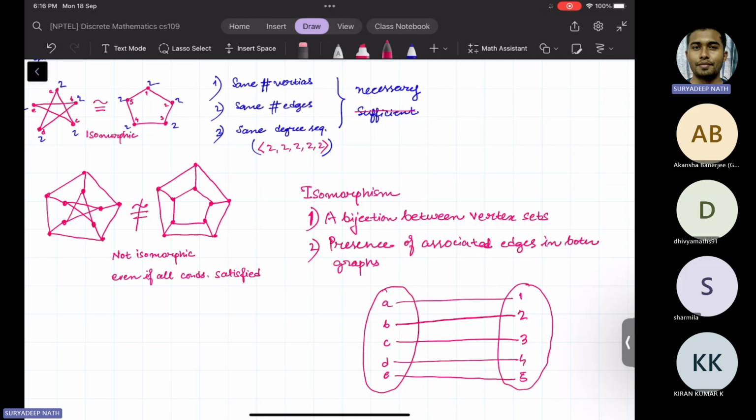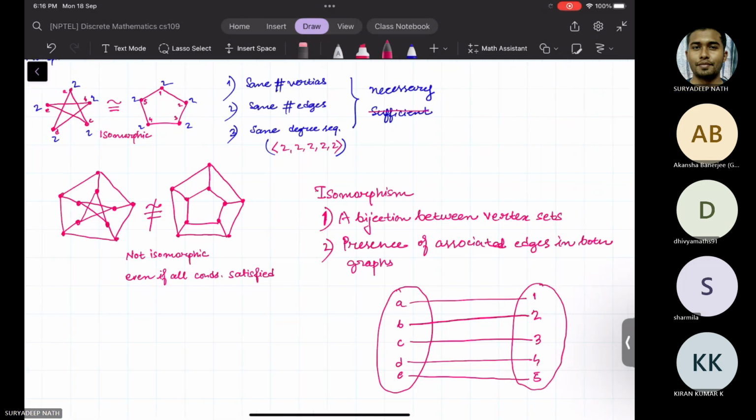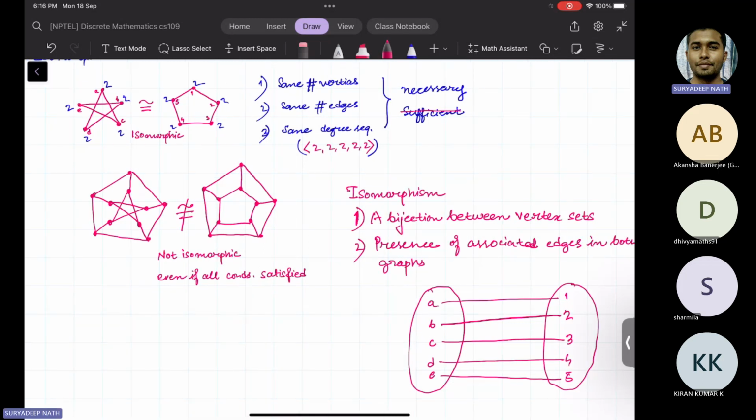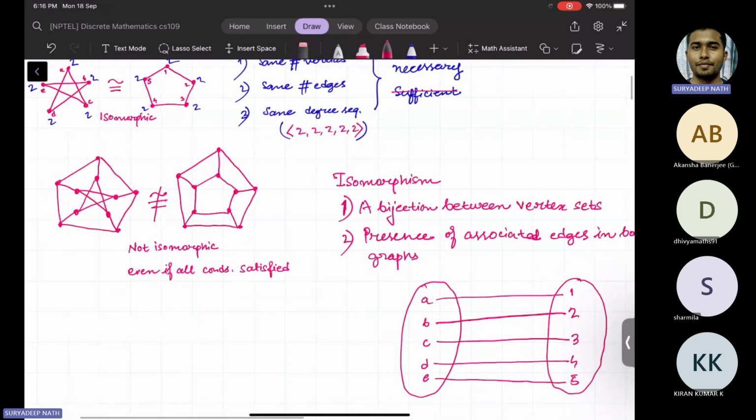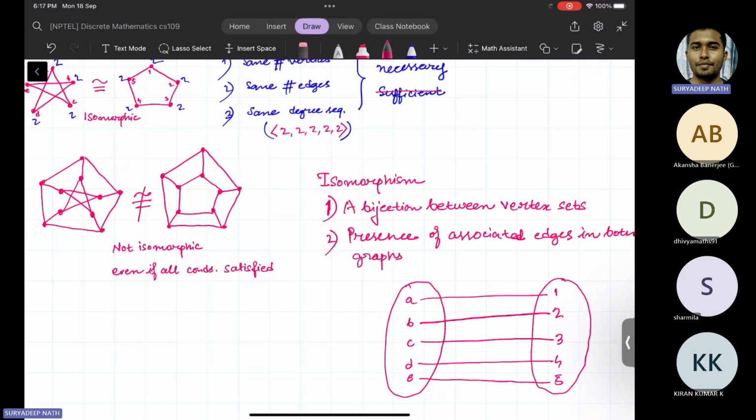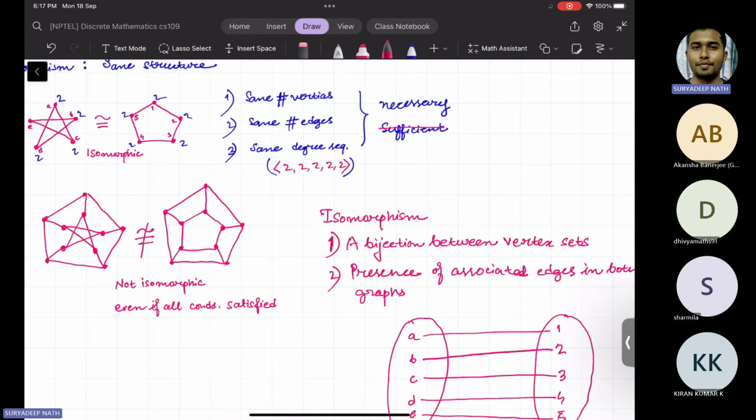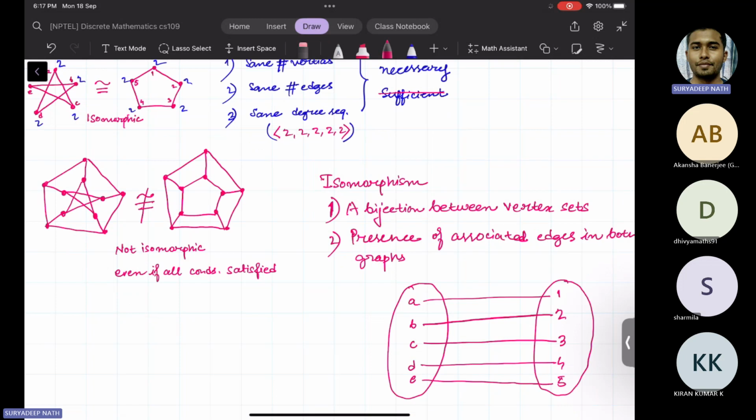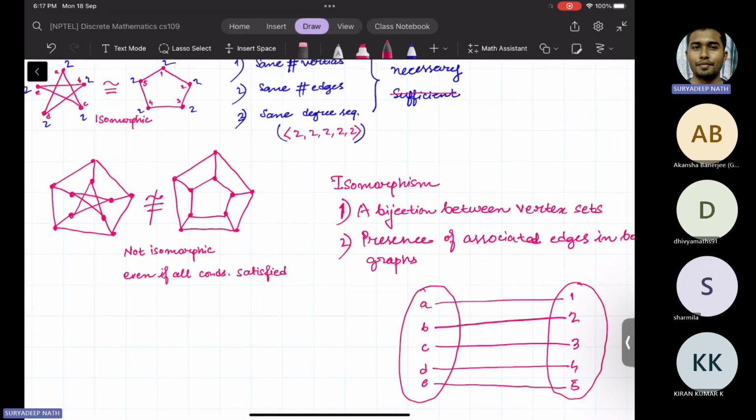So in the left set, okay, this bijection that I have drawn is not correct. This is one bijection, but it does not satisfy the second condition, presence of associated edges in both the graphs. In the left graph, the star graph, A is connected to D and C. So that should mean that 1 should be connected to 3 and 4, but 1 is connected to 5 and 2. So the corresponding associated edges, since A is connected to D and C, 1 should also be connected to 3 and 4. That would be a valid mapping, but this is not.